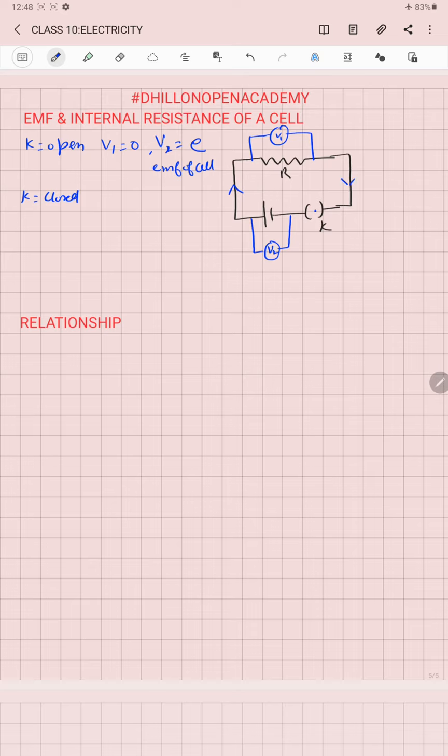But when the key is closed, such that a current begins to flow through the circuit, you will notice two changes. When current I is flowing through the circuit, it is going to produce a voltage across the resistance that will be equal to V1, equal to IR. That means the value of the voltage V1 will be increased now from 0 to I into R.